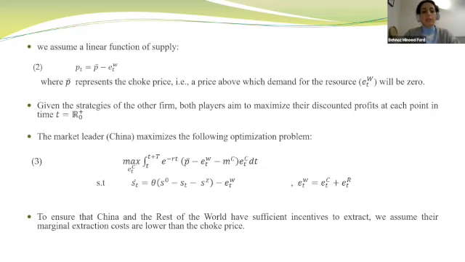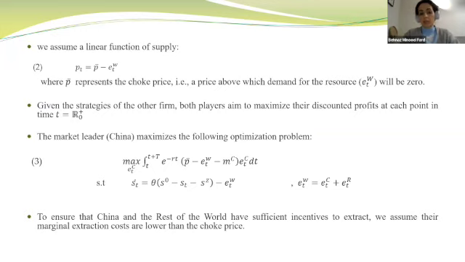Also, we consider a linear function for the supply, including the choke price. This choke price refers to the price above which demand for the resources will be zero. And later we will see how we can use this for implementing the supporting policy.